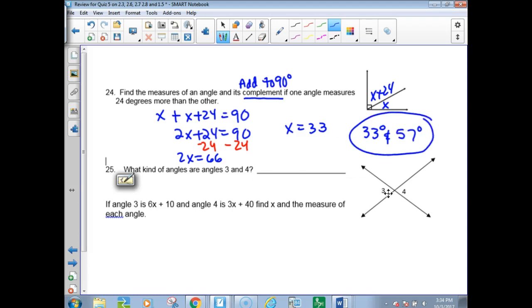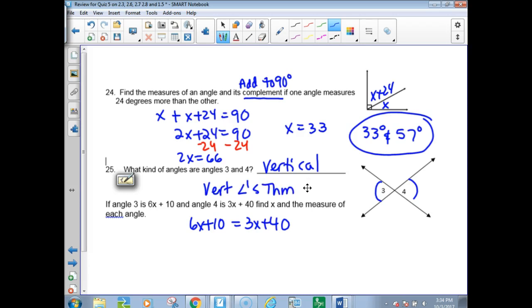What kind of angles are 3 and 4 in this diagram? We've got to know that these are called vertical angles. They don't have to go up and down. They can go side to side. And if angle 3 is 6x plus 10, and angle 4 is 3x plus 40, we need to know that vertical angles are congruent by the vertical angles theorem. That allows us to say they are congruent. Angle 3 is congruent to angle 4.